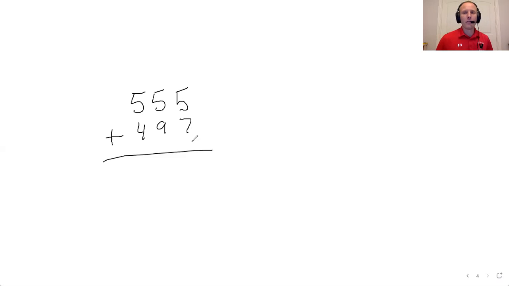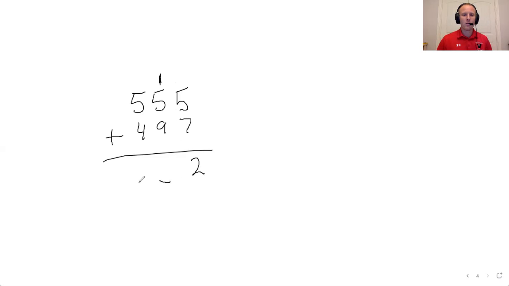We're going to do the problem 555 plus 497. Okay. 5 plus 7 is 12. So the 2 goes there, and the 10 goes into the tens place. Now I have 9 tens plus 5 tens plus 1 ten. That's going to be 15 tens. Too much to fit in my space here.